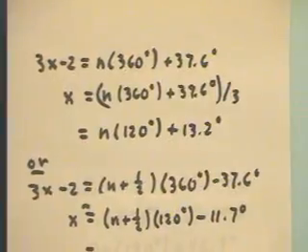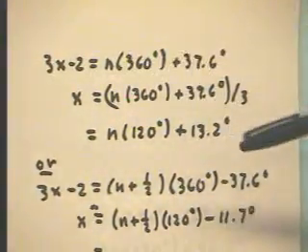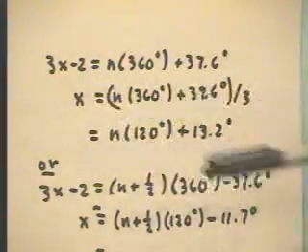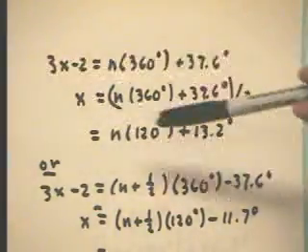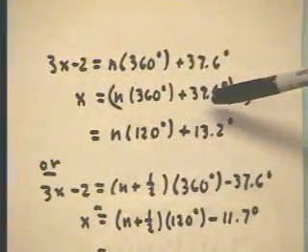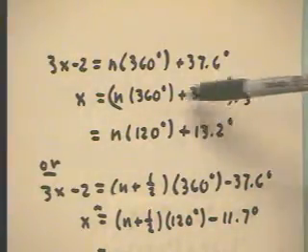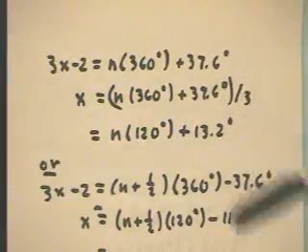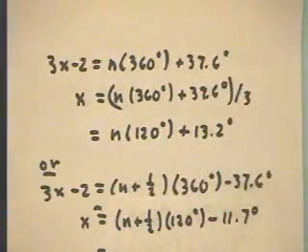In general, 3x minus 2 could then be n times 360 degrees plus 37.6 degrees. We can solve that. We add 2 to both sides, we get 39.6 degrees. We divide by 3. We get n times 360 plus 39.6 degrees, over 3. And dividing the 3 into 360 gives us 120, and the 3 will go into 39.6, 13.2 times. So we see that x is n times 120 degrees plus 13.2 degrees.